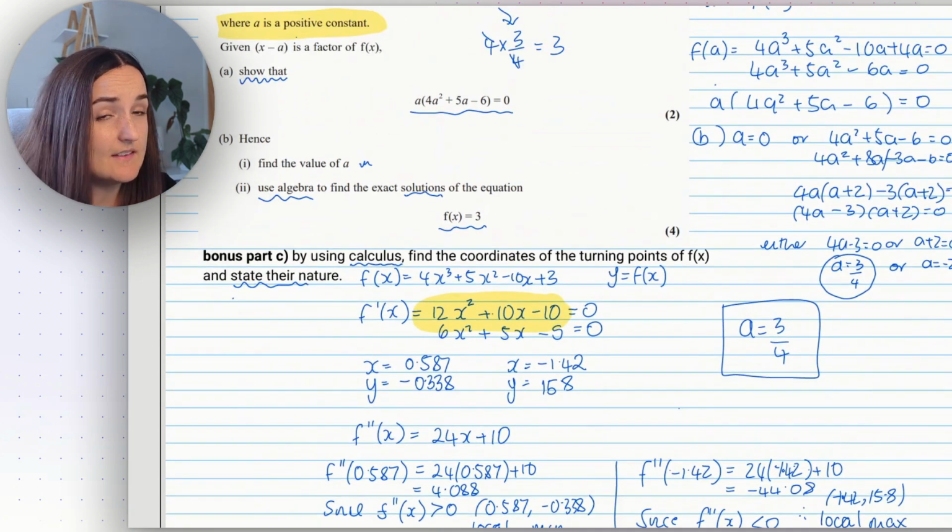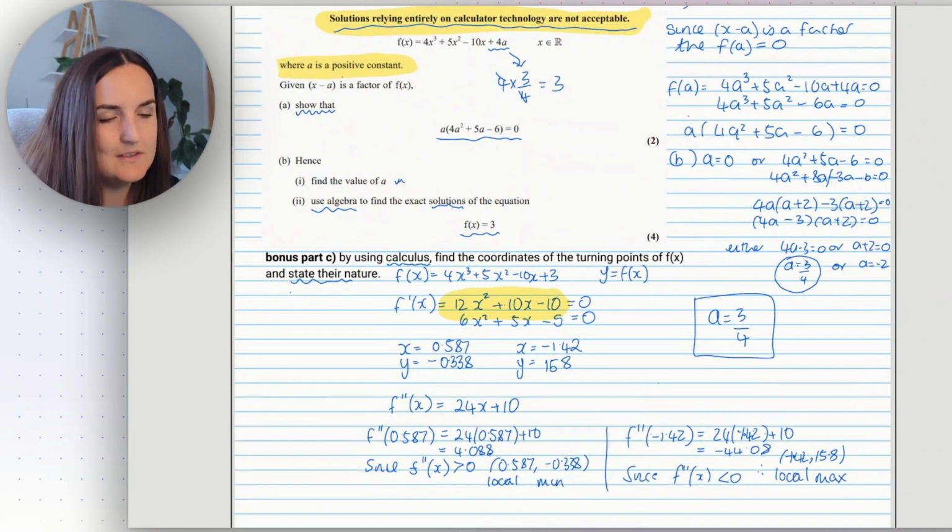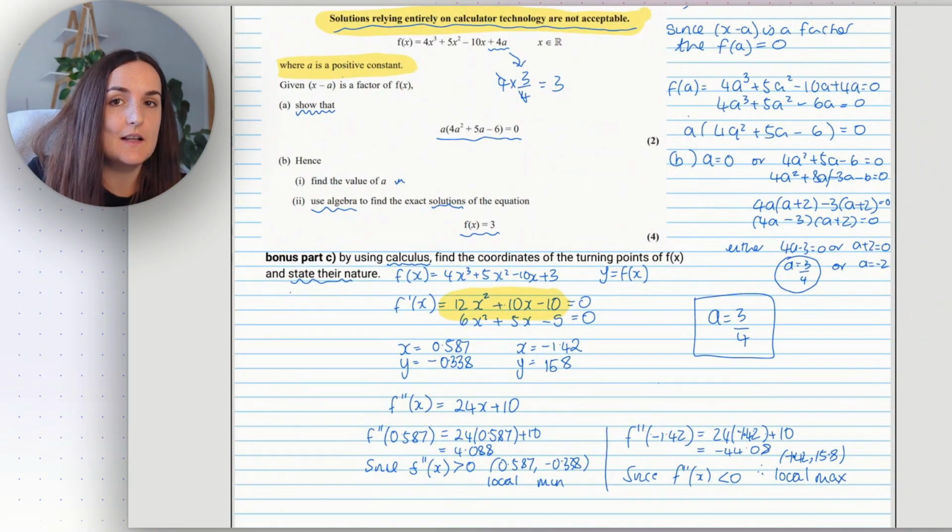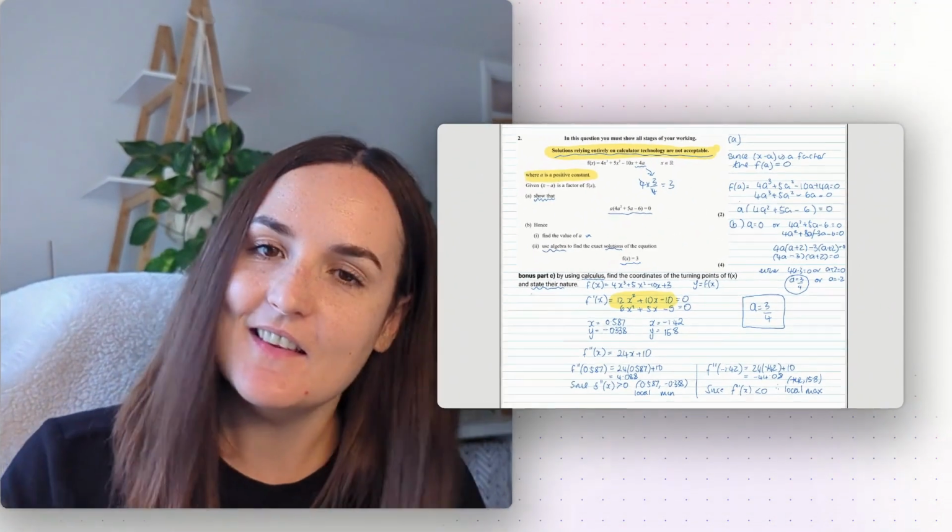So that isn't a particularly hard final part of the question, but you need to know that inside out. You need to know how to use calculus to find min and max points and prove that they are min and max points. Okay, so that's it for question 2.